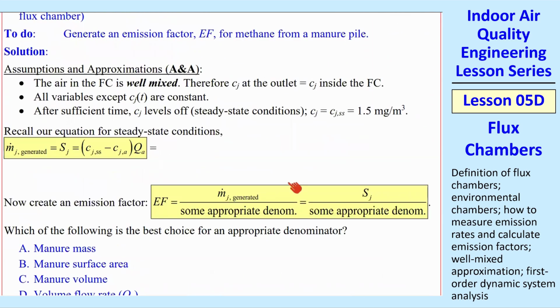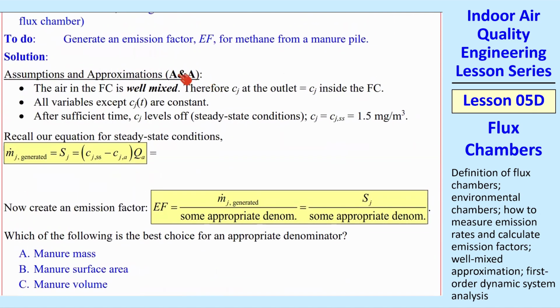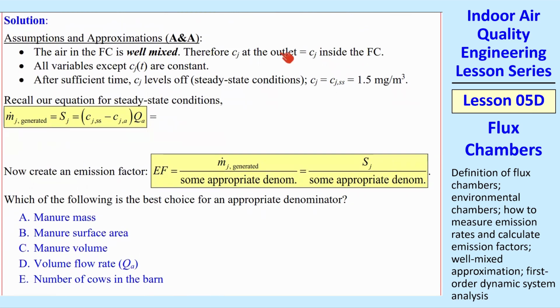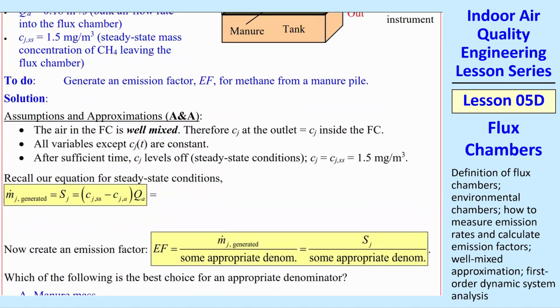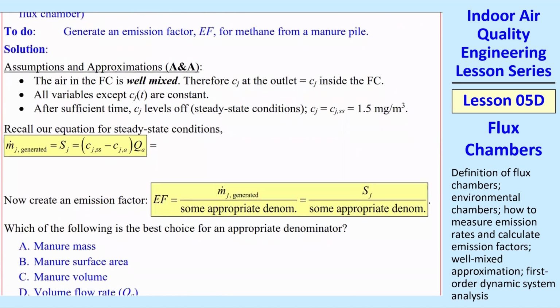Well, I'll list some approximations and assumptions. I'll abbreviate that A and A from now on, by the way. So that's something that we'll get used to. The air in the flux chamber is well mixed. So CJ outlet is CJ inside the flux chamber. It's not a function of space. It's a function of time. And then all the variables, the capital A and B, for example, are constants, and all these quantities are constants, the CJ, QA, and CJA, etc. So capital A and capital B are constants.